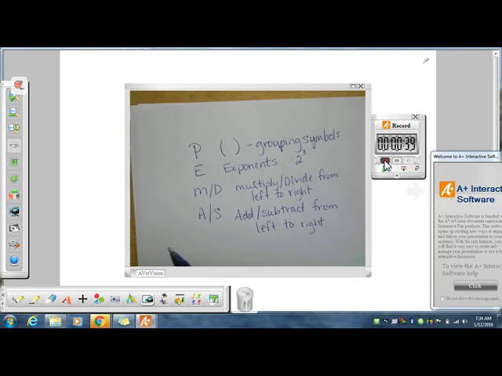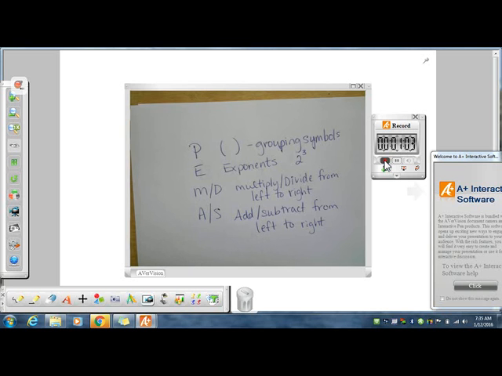Multiply is not more important than divide. I tell the kids they're like boyfriend, girlfriend. Somebody is not more important than the other, so they walk hand in hand. Whichever one comes first in the problem, if that's all we have to work with, that's what we do. Same thing with A and S, add and subtract from left to right. Adding is not more important than subtracting.